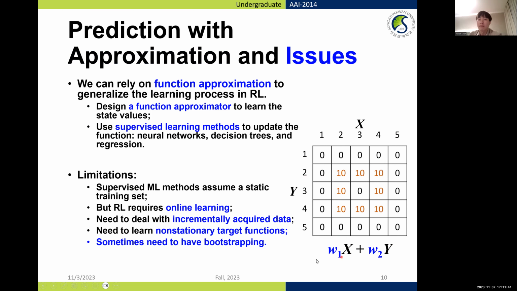There could be some values to align with this 10, but if you move to here, which is 0, then that means X, Y are not 0, so W1 and W2 need to be 0. But obviously it's difficult to align the two state values with only these two weights, right? So this is a limitation.